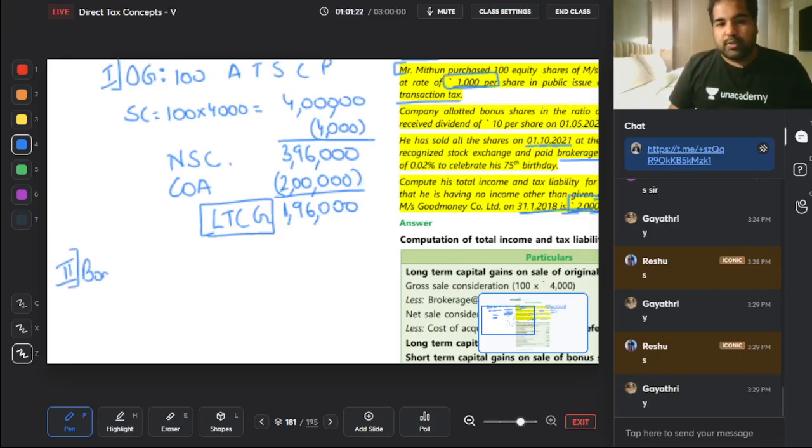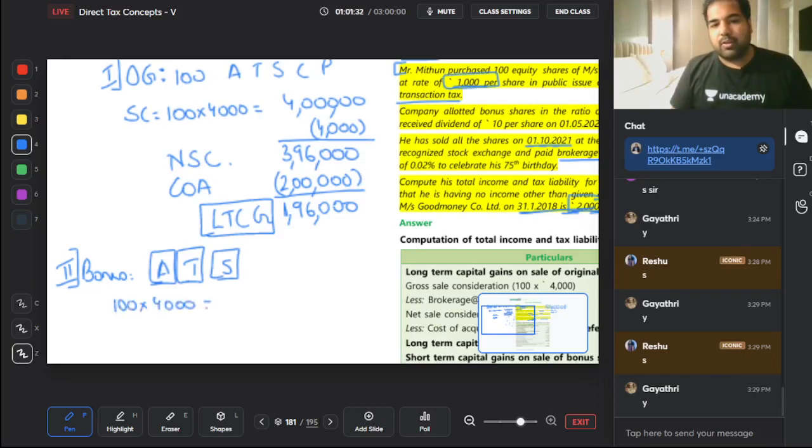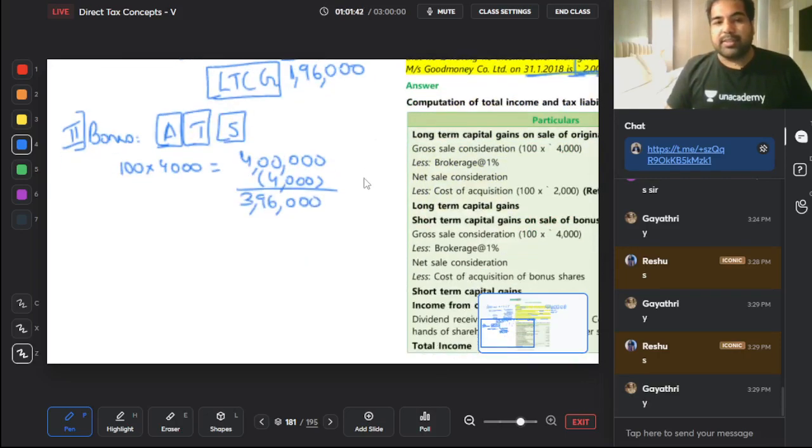Now bonus shares. Are they an asset? Yes. Are they transferred? Yes. What is the sale consideration? The sale consideration is 100 shares into 4,000 again, which is 4 lakh. Are there some expenses on transfer? Yes. 1% brokerage. So 3 lakh 96 here also. But here, is there any cost? The cost of bonus shares is 0. So you'll minus 0. So 3 lakh 96,000.